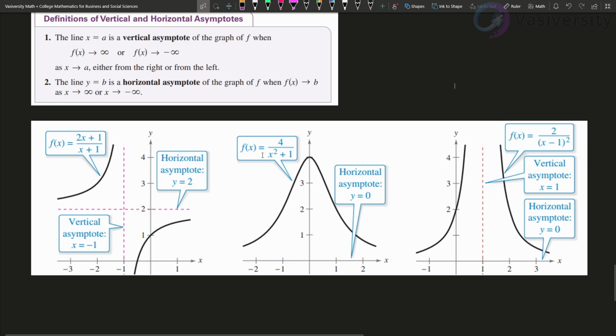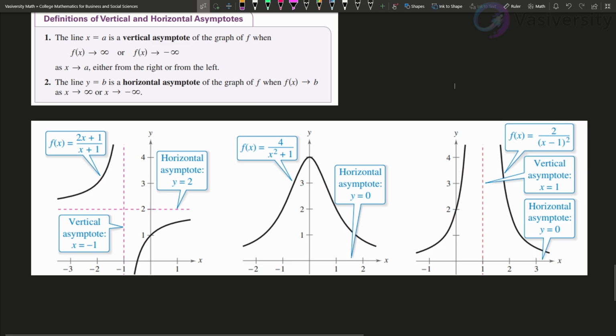Then similarly for this problem, we know that since x squared plus 1 is positive and does not cross the x-axis because it does not have real zeros, we only have a horizontal asymptote of y equals 0. And then in this example, 2 over (x minus 1) squared, we have a vertical asymptote at x equals 1, and once again we have a horizontal asymptote at y equals 0.